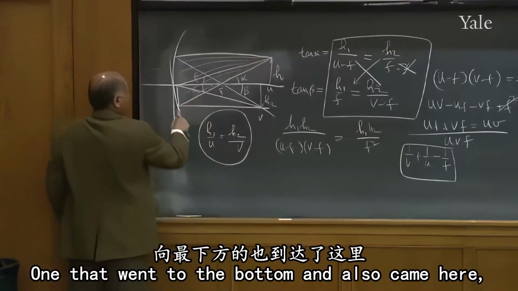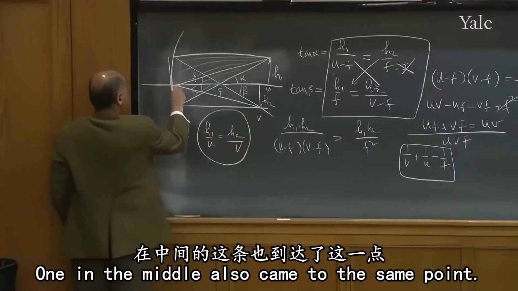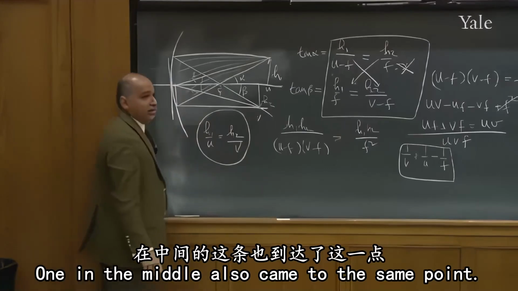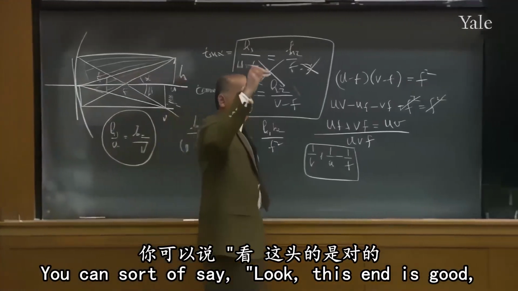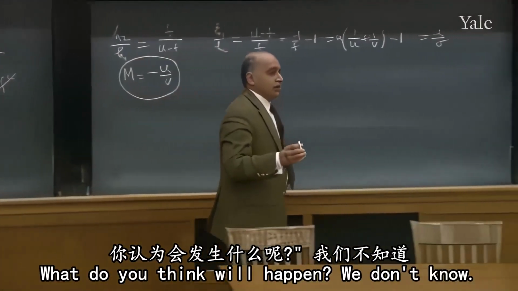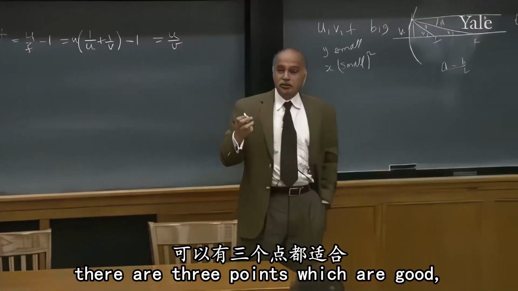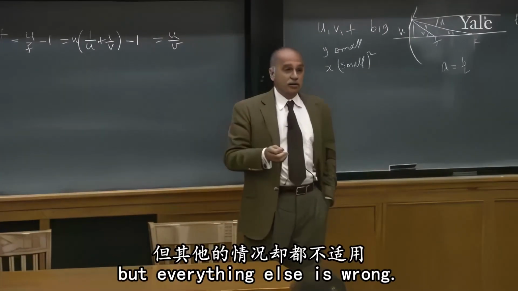One that went to the bottom and also came here. That's pretty solid. This involves a focal point. One in the middle also came to the same point. You can sort of say, look, this end is good, that end is good, point in the middle is good. What do you think will happen? We don't know. Sometimes it can happen that there are 3 points which are good, but everything else is wrong.